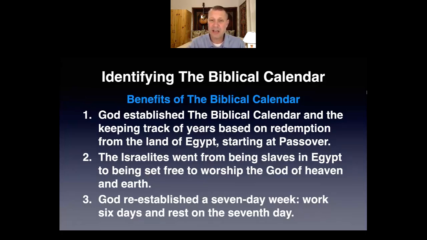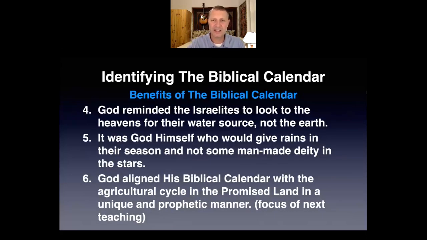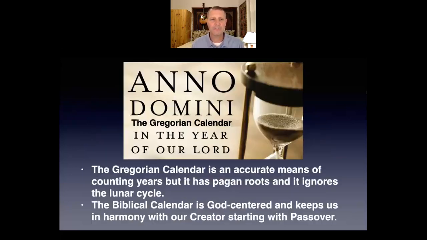Number 3, God reestablished a 7-day week. Work 6 days and rest on the seventh day. It's to remember who God is. Number 4, God reminded the Israelites to look to the heavens for their water source, not the earth. It was God himself who would give rains in their seasons and not some man-made deity in the stars. And lastly, God aligned his biblical calendar with the agricultural cycle in the promised land in a unique and prophetic manner. And we'll look more at this in the next teaching.